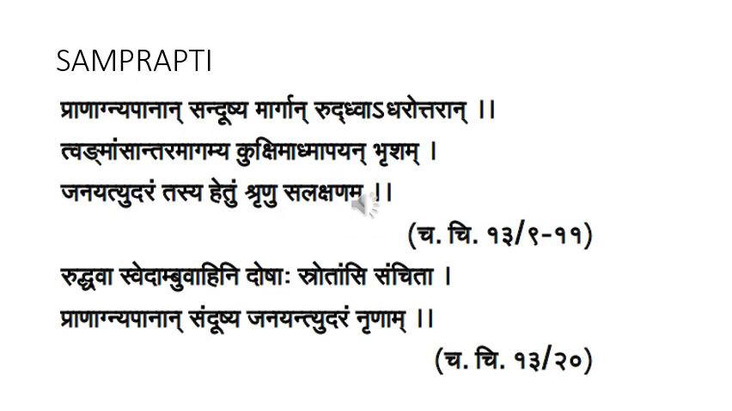Now we'll come to the samprapti of Udara. Prana agni apanan sandushya margan rutva adharotaran, tvan mamsantaramagamya kukshimatmapayan vrisham janayatyudaram tasya. And then: Rudhva svedambu vahini dosha srotamsi sanchita, prana agni apana sandushya janayat yudaram nranam. So both these slokas have a similar meaning. It starts with Dosha Srotamsi Sanchita.